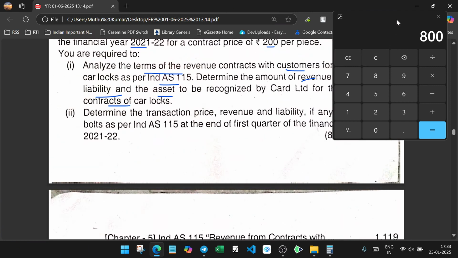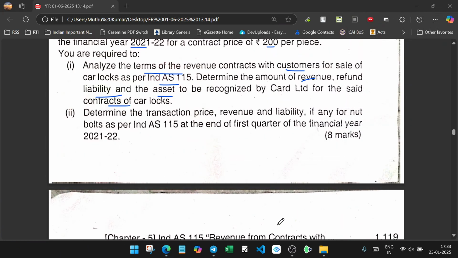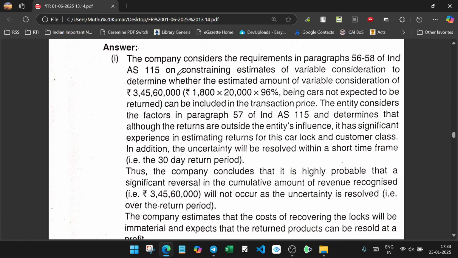Now, in determining the transaction price, revenue and liability for the nut bolts under Ind AS 115, at the end of the first quarter of financial year 2024: the company considers the requirements of paragraphs 56 to 58 of Ind AS 115 on constraining estimates of variable consideration, to determine whether the estimated amount of variable consideration, that is 20,000 into 1,800 into 96%, which is 3 crore 45 lakh 60,000, being cars not expected to be returned, can be included in the transaction price.